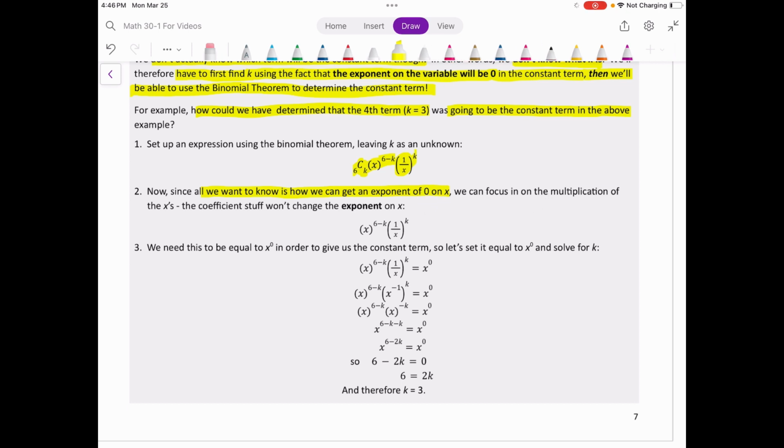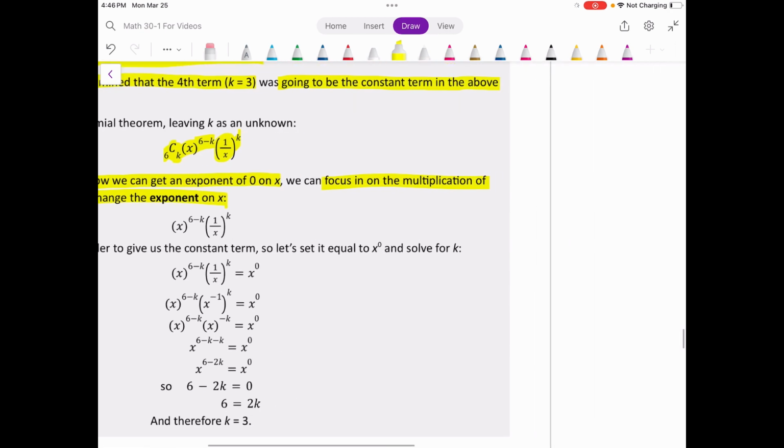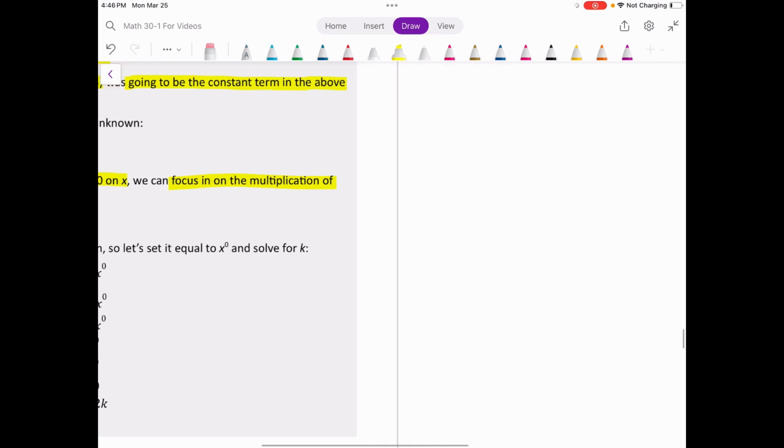So we can actually just focus in on the multiplication of the stuff with an x in it. The coefficient stuff is not going to change the exponent on x, right? What I mean by that is we can actually just ignore 6 choose k here, right? The reason being, like if I have x squared, or I have 2x squared, it doesn't actually matter that the 2 is there, because all we're interested in right now, we will be interested in the overall coefficient later when we want to find the term itself.